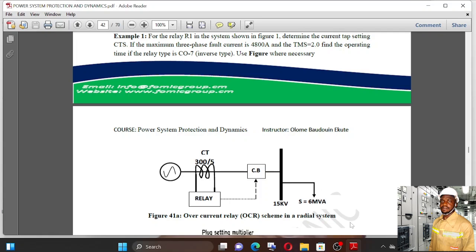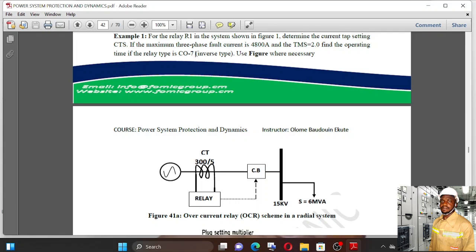And the faulty current here, if there's a maximum three-phase fault of 4800 ampere and the time multiplier setting is 2, find the operating time if the relay is a CO7 type.